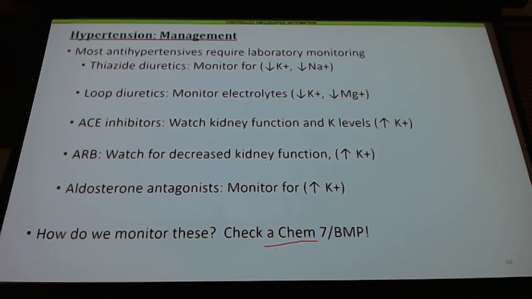The only one that will not show up on these panels is your magnesium. But guess what? We already said that loop diuretics are not something that we typically give as an antihypertensive. So for your primary first-line agents for antihypertension, the Chem 7 or the BMP will give you those electrolytes that you need to monitor appropriately.